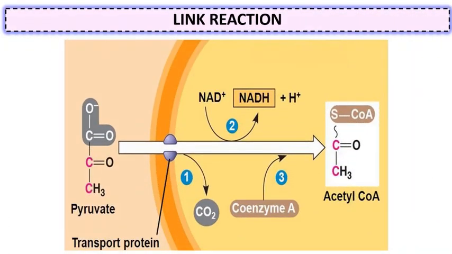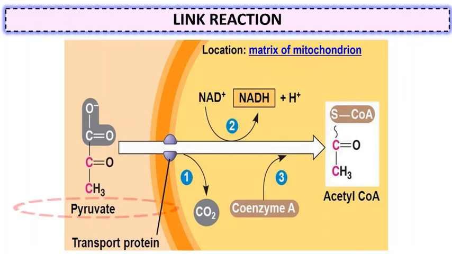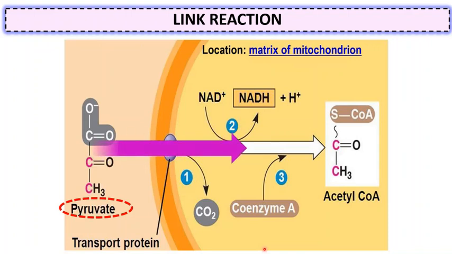After glycolysis is complete, it proceeds with the link reaction, which occurs in the matrix of the mitochondrion. In this reaction, pyruvate is converted into acetyl-CoA, also known as acetyl coenzyme A.